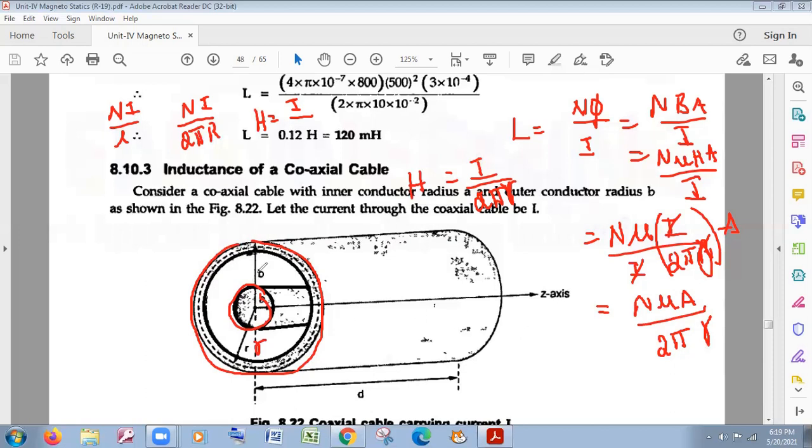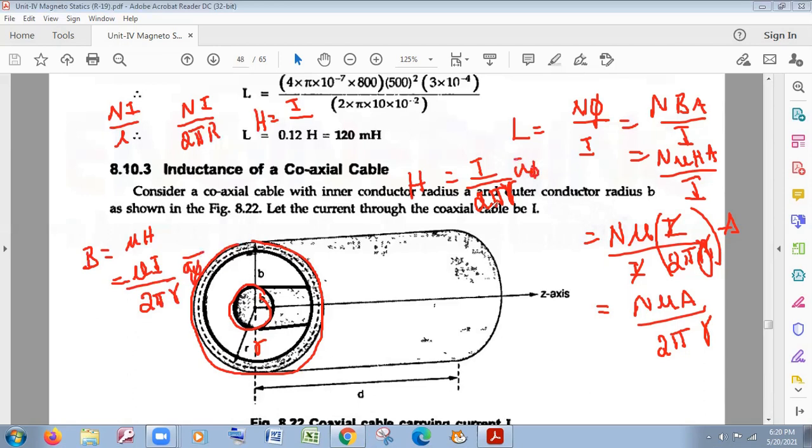Or if it is in terms of the radius of b and the radius of a, whatever we derive, the height we consider, the inner radius is R1, outer radius is R2, ln of R2 by R1. Now for the coaxial cable, B is equal to mu into H, that is equal to mu into I by 2 pi r, in the phi direction, the a phi bar. Here also the a phi bar is there.